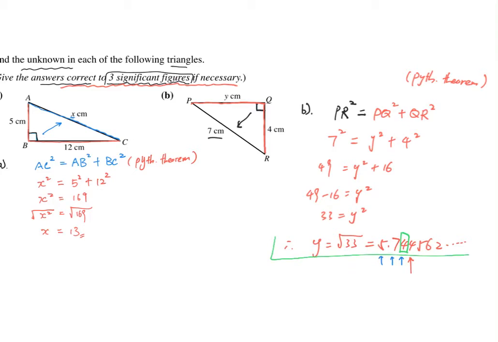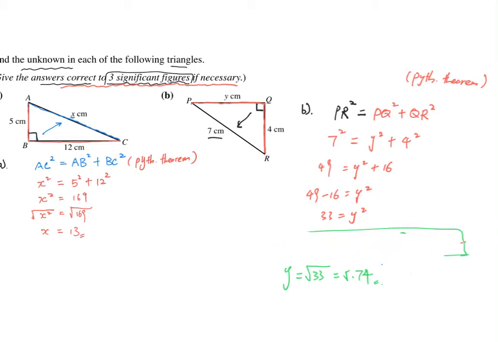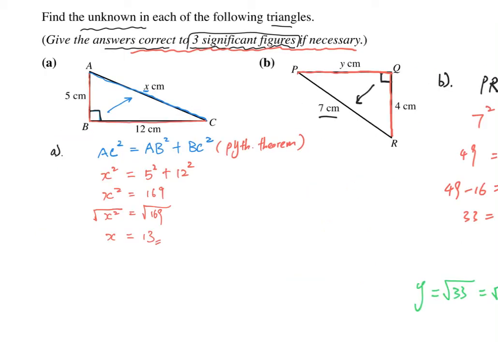This part you can write on the draft paper, and so Y, the final answer, is equal to square root of 33, which is equal to 5.74. So this is the final answer, to 3 significant figures. After that, you can erase the draft. Students, after these two examples, what can you conclude?